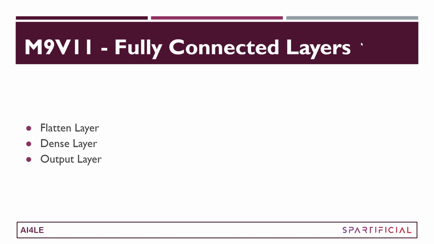Hi everybody, welcome to the 11th video of module 9, and here we're going to talk about the fully connected layers. So after we are getting the output of the pooling operation, what next? You can have multiple bunches of convolution and pooling layers, and so on. But after that, you can convert it into a 1D array with the help of a flatten layer.